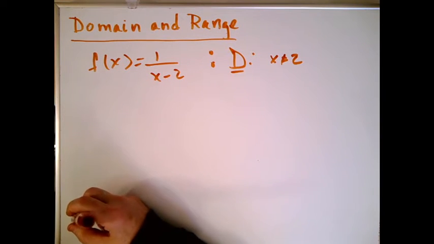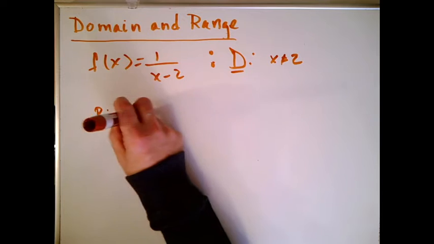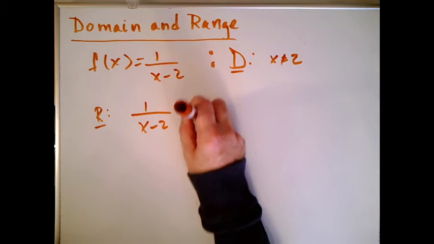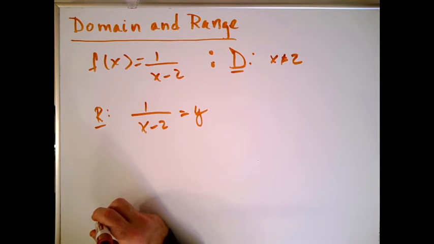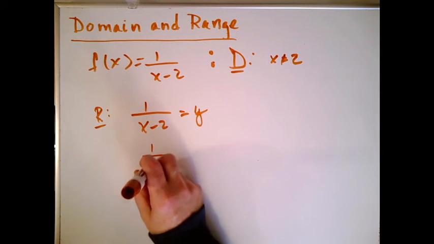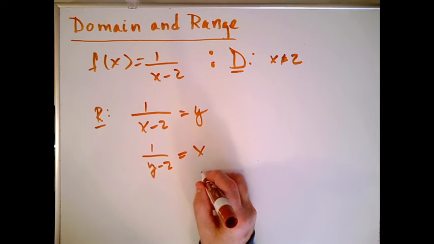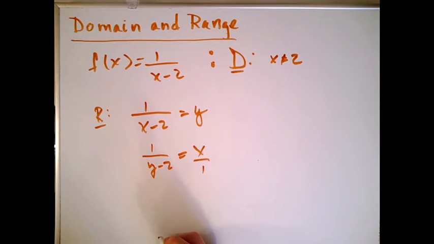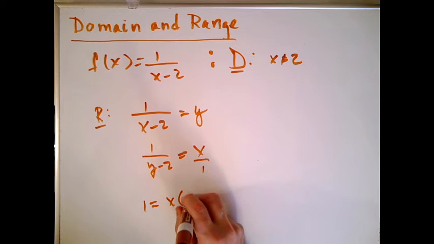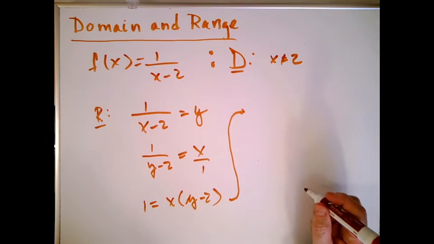Now to find the range, it's more complicated, because what we have to do is remember that we're setting our function equal to y, and then we're supposed to switch x and y and then solve for y. Okay, so I'm going to write down 1 over y minus 2 equals x. Let's see here, what can I do? I can cross multiply, so I get 1 equals x times y minus 2, like this. In order to find the range, I'm supposed to now solve for y.